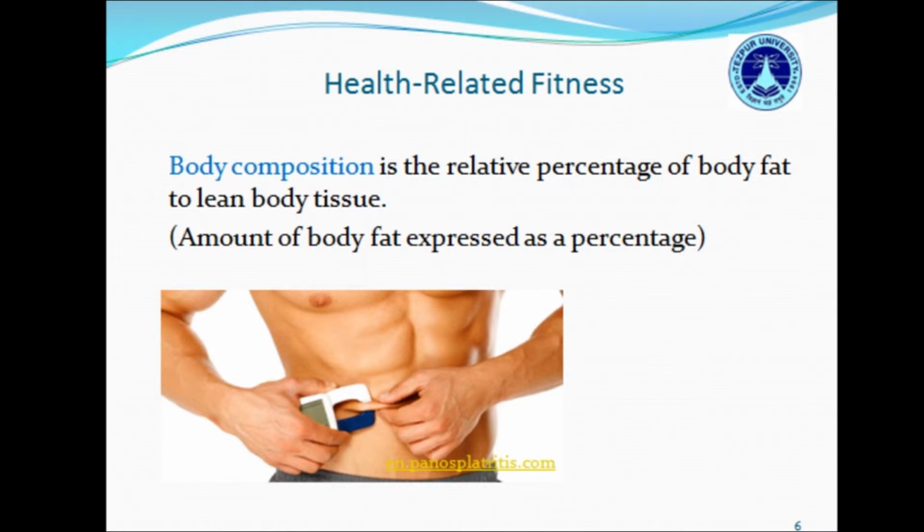First, body composition is the relative percentage of body fat to lean body tissue, or the amount of body fat expressed as a percentage. It is the ratio of lean body tissues like muscles and bones to body fat tissue. A person's total body weight may not change over time, but how much is lean mass, muscles, bone, tendons, ligaments? Body composition is important to consider for health and managing your weight.